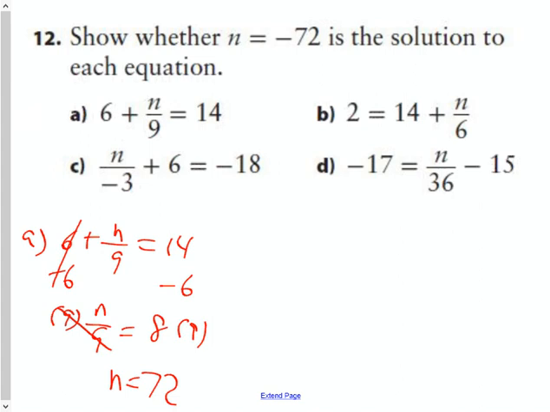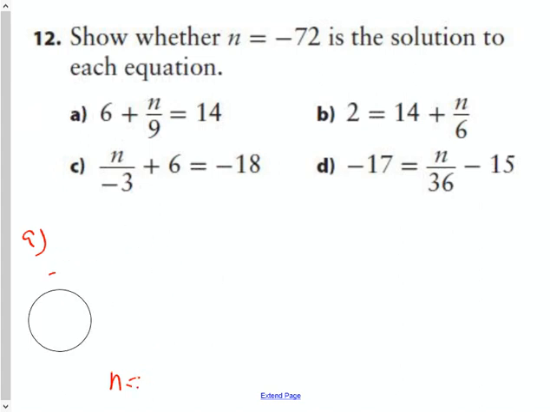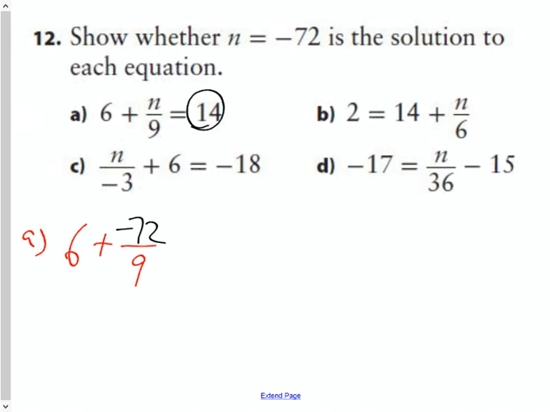But there's a better way to do it. And what is that better way? It is simply through substitution simplification using BEDMAS. So if I take my expression 6 plus a ninth of n and substitute instead of n the number -72. If I simplify this expression and its value is 14, then I know that this solution is -72 for n. But if it's not, then I know that n has to be a different number. And we already solved it, so we know it's different.